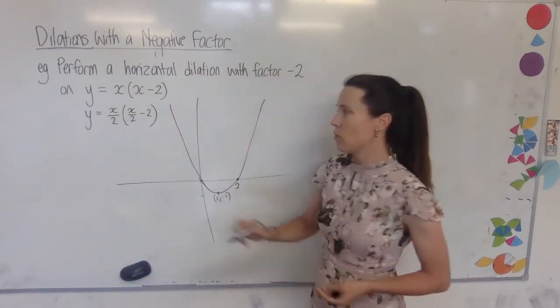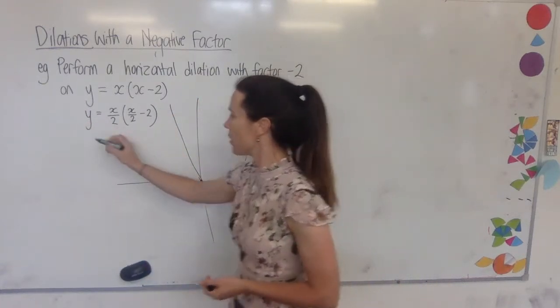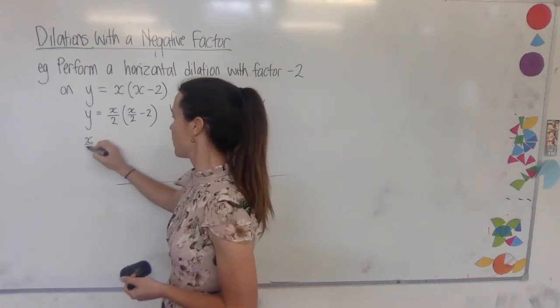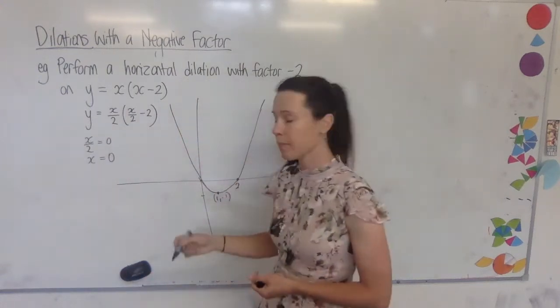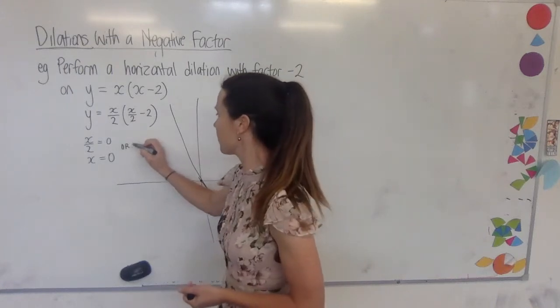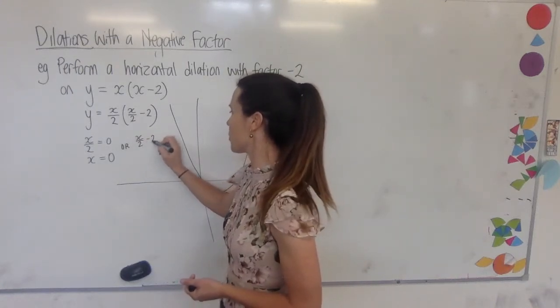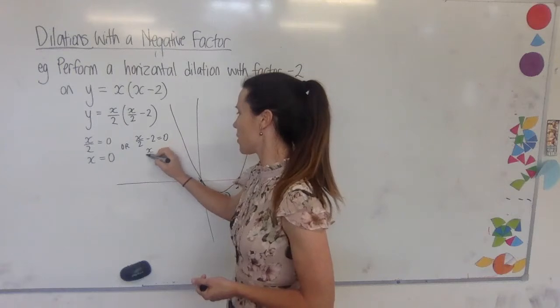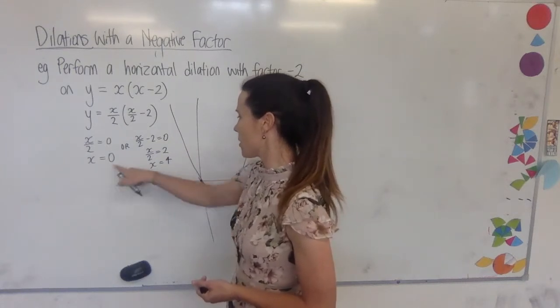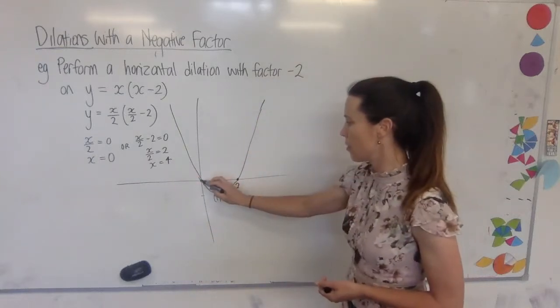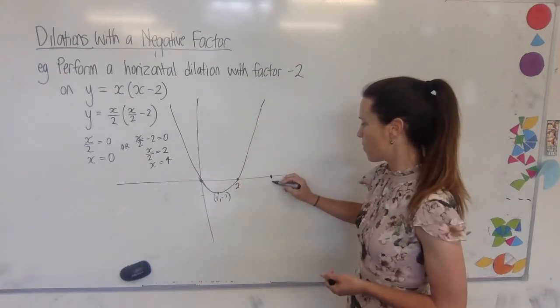So now if I let y equal 0, I've got x over 2 is equal to 0. In other words, x would have to be 0. Or x over 2 minus 2 is 0, so x over 2 would have to be equal to 2, and x would have to be equal to 4. So these are my two x-intercepts, 0 and 4.